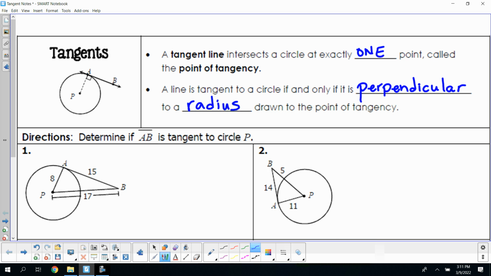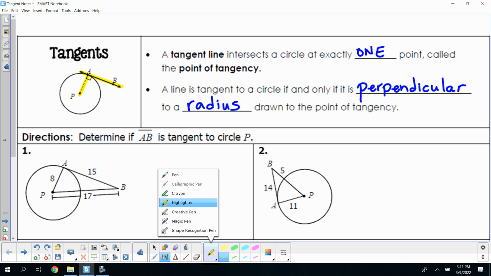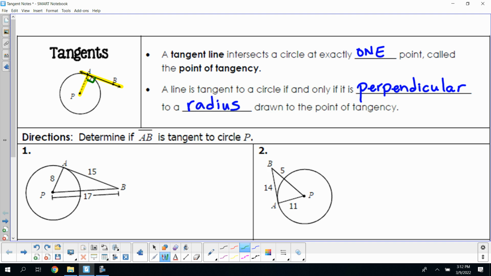Okay, geometry students, today we're going to talk about tangents. A tangent line intersects a circle at exactly one point called the point of tangency. So point A there on our graph is our point of tangency. A line is tangent to a circle if and only if it is perpendicular to a radius drawn to the point of tangency. Okay, perpendicular, if you remember correctly, creates a 90-degree angle right there from our radius to that line AB.